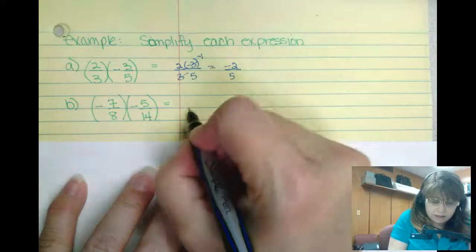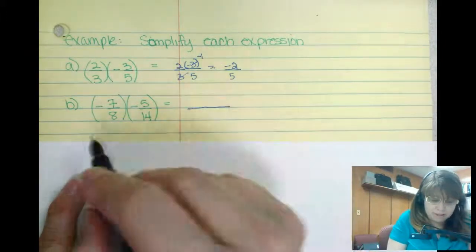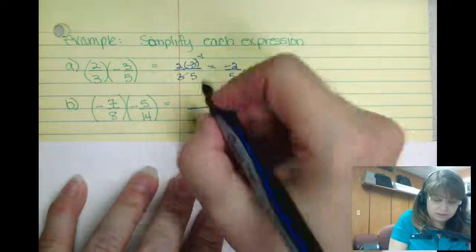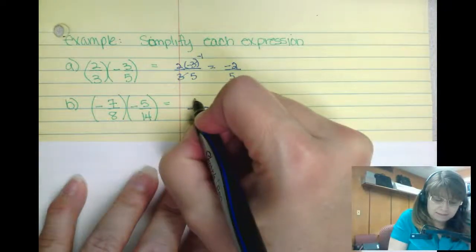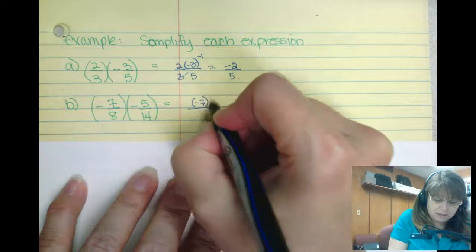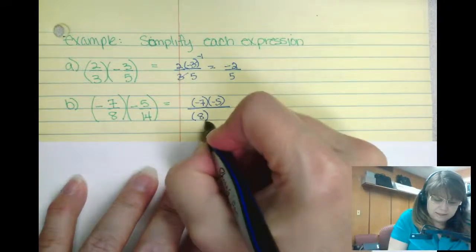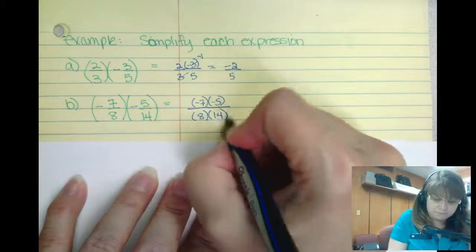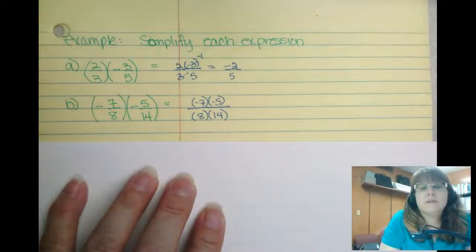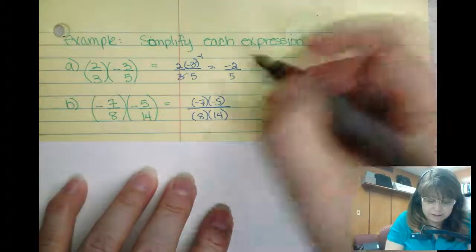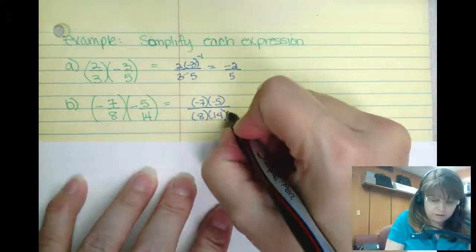Again, let's go ahead and rewrite the second problem as -7/8 times -5/14 as -7 times -5 over 8 times 14. Now, if you see that you can simplify before you start your multiplication, go ahead and do so. Sometimes it's a lot easier to do it now.